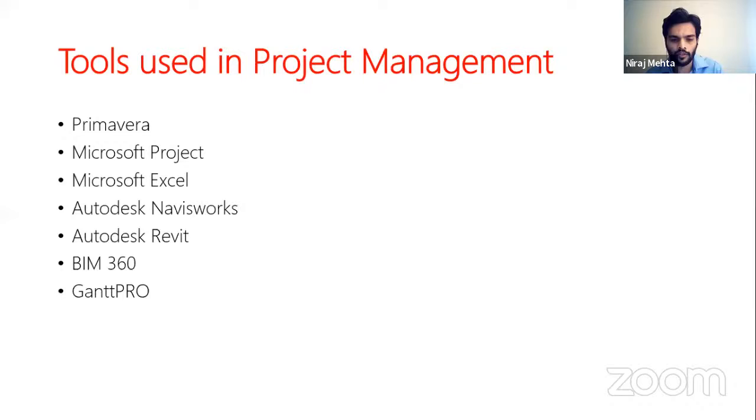As I already mentioned, project management is not a completely technical field. That's why for a project management, Primavera is a software. Microsoft Project is there, which is also called MSP. Microsoft Excel. Then Autodesk Navisworks is there. Autodesk Revit is there. BIM 360 is there, and Gantt Pro is there. So all this software, let me just give you some idea about Revit and Navisworks, because BIM 360, Revit, and Navisworks, these are very widely being adopted by industries.